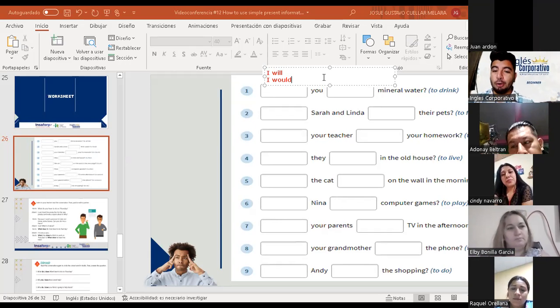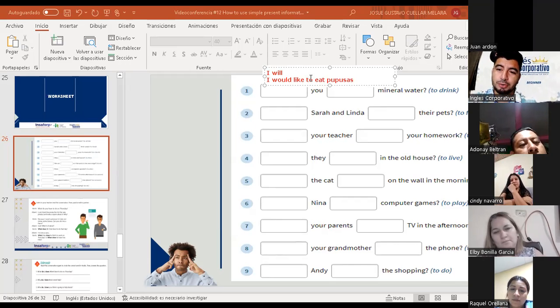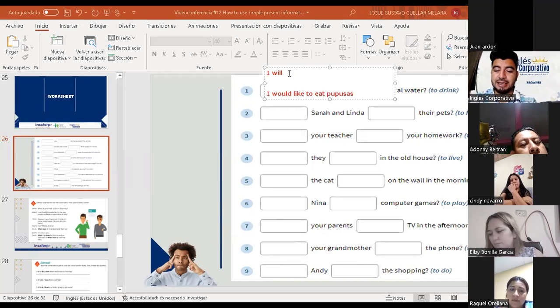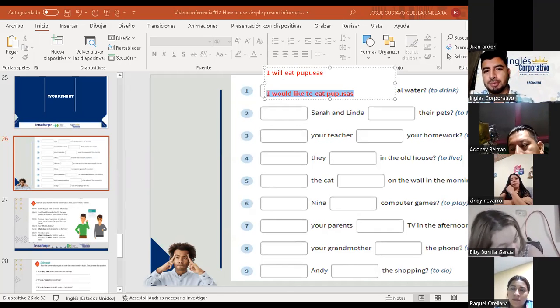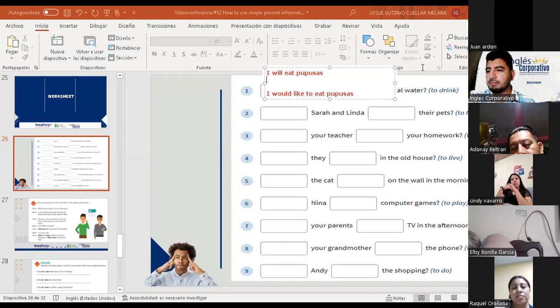Es diferente decir me gustaría comer pupusas que comeré pupusas. Me gustaría dormir que me dormiré. Like es gustar, Gilberto. I would like to eat. Aquí digo, me gustaría comer pupusas. Y aquí, I will eat pupusas, comeré pupusas. Aquí estás afirmando algo que sí va a pasar. En cambio, este es un deseo. I would like to. Okay. Thank you, teacher. Okay, no problem. You're welcome.